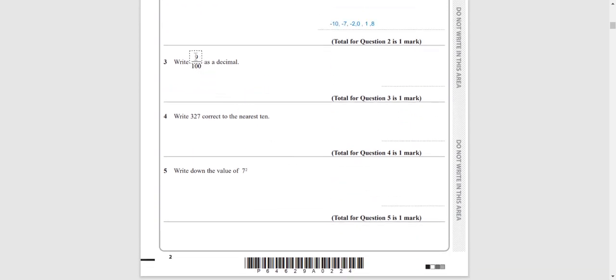9 over 100 as a decimal. What I need to do there is actually divide 9 by 100, which means it needs to move to the right twice on my place value chart, which gives me 0.09.